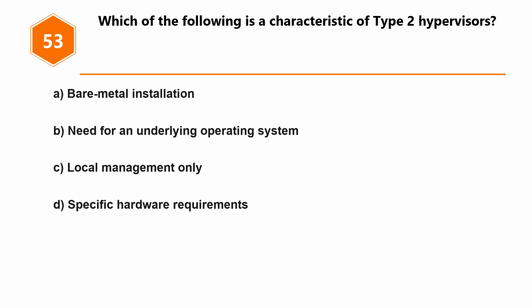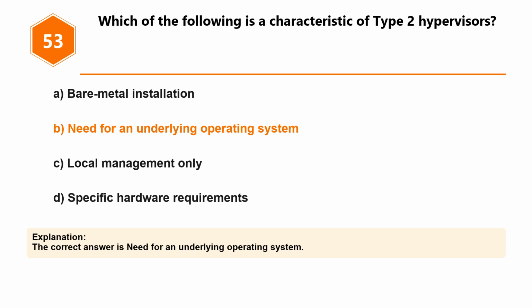Option C, local management only. Option D, specific hardware requirements. The correct answer is option B, need for an underlying operating system.